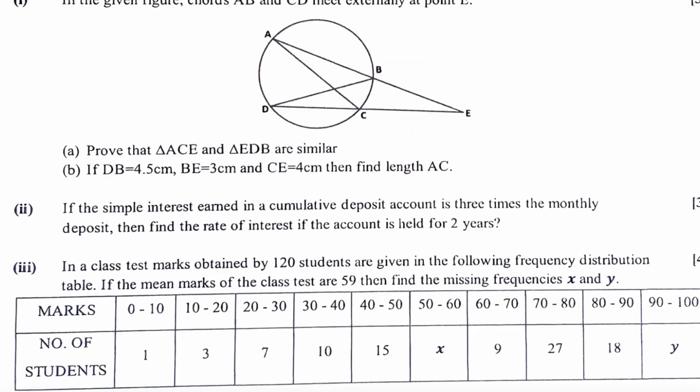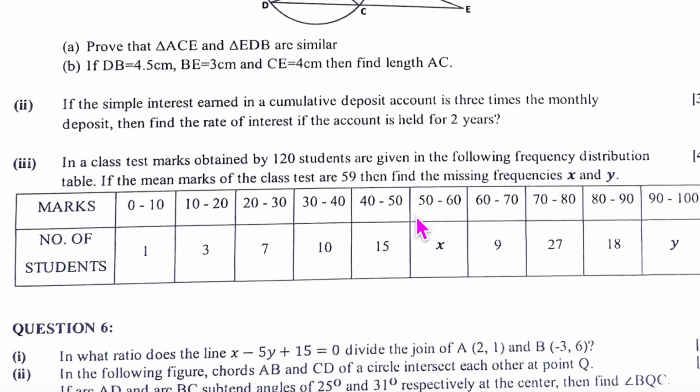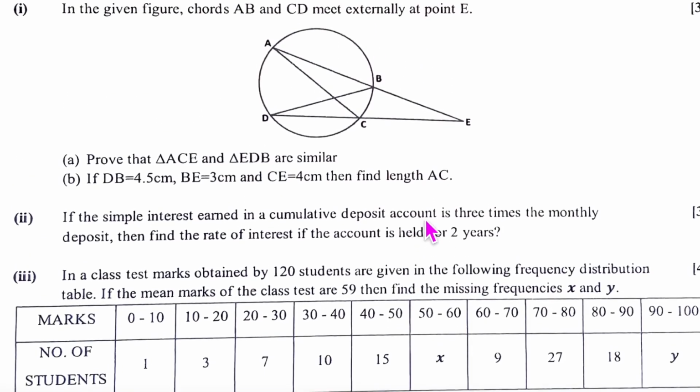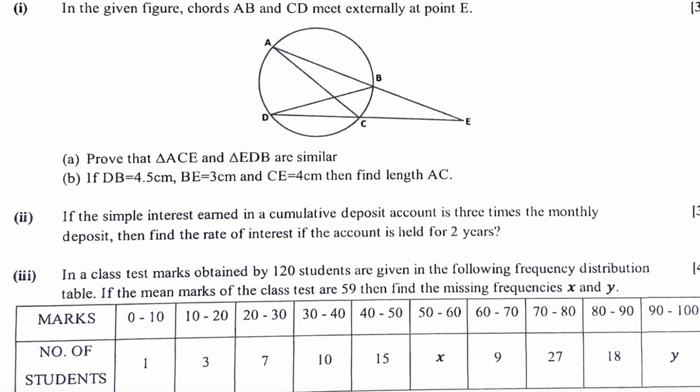Okay? Let us come to the next one. Do I have space here? No, I'll have space here only. So read the last, this one, third. Be quick. In the class test, marks obtained by 120 students are given in the following frequency distribution table. If the mean marks of the class test are 59, then find the missing frequencies x and y.